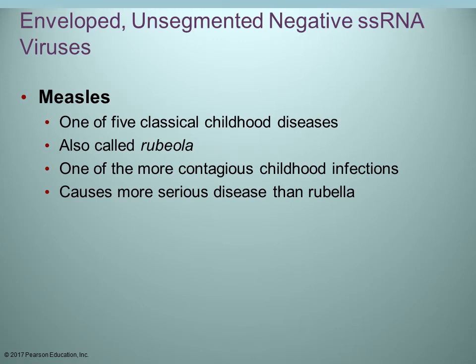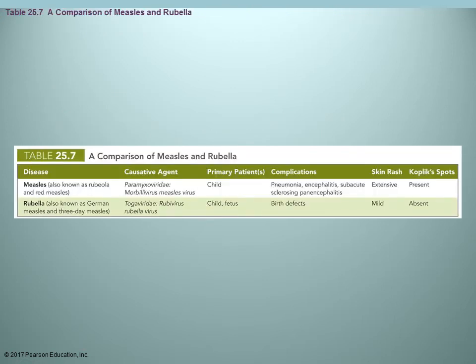Measles, this is another one of your classical childhood diseases. It's also known as rubeola. It is usually used as the standard, if you will, of contagiousness. So things tend to be compared to measles in determining how contagious something is. Measles is considered one of the most contagious infections and diseases. It is more serious than rubella or German measles. This is a comparison of the two.